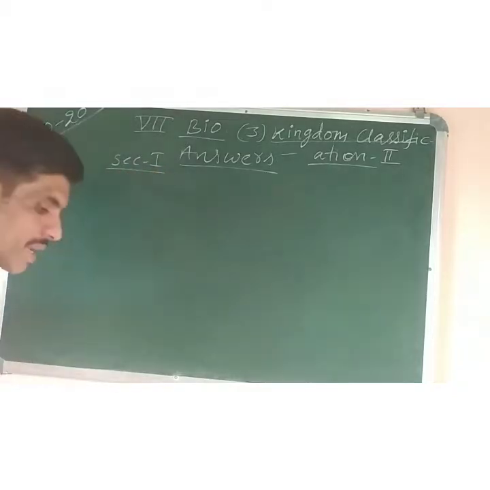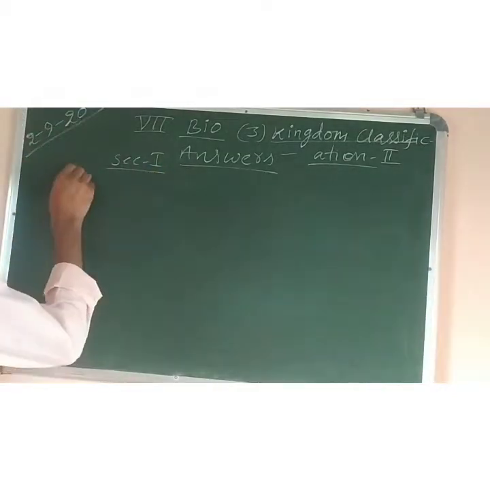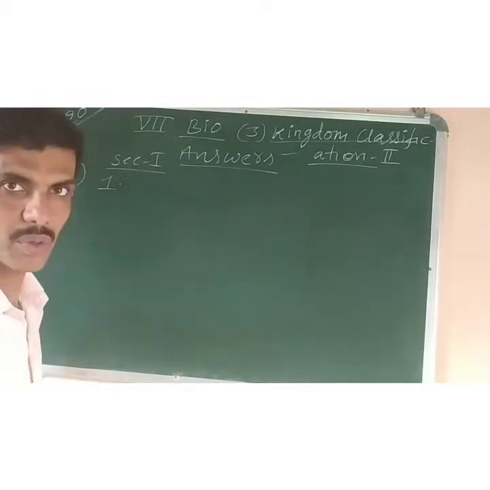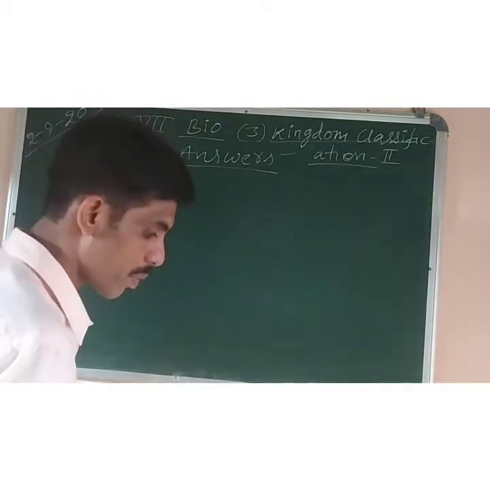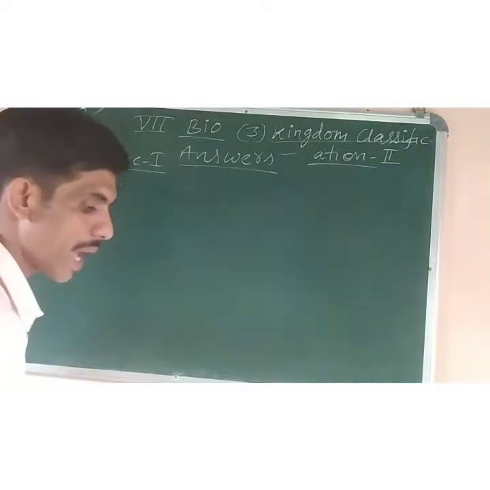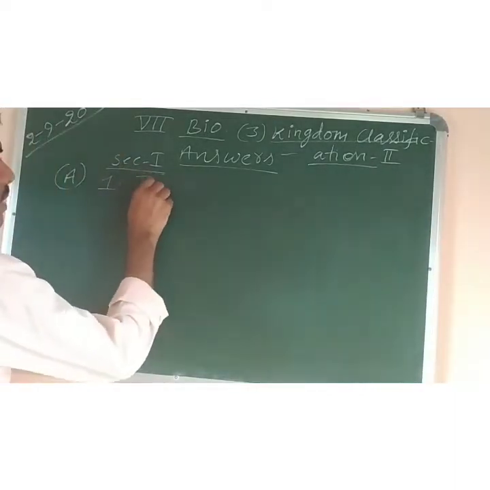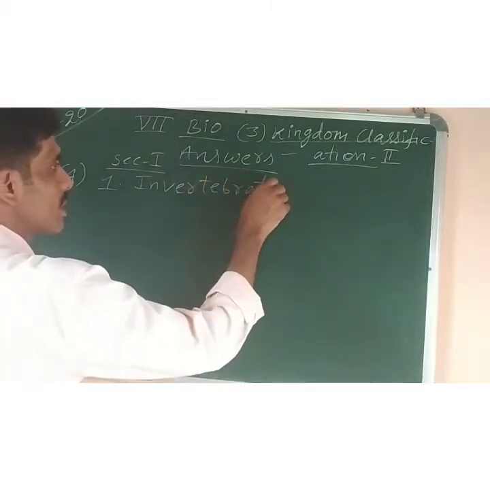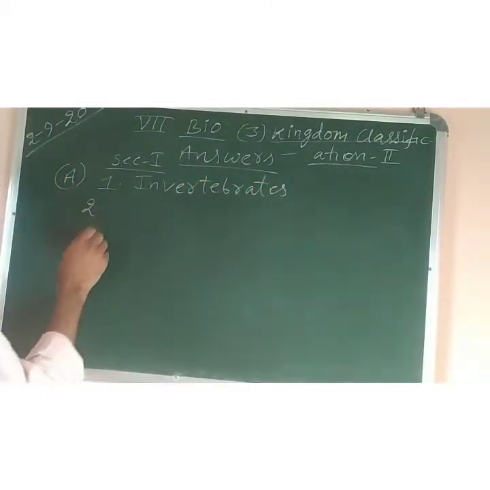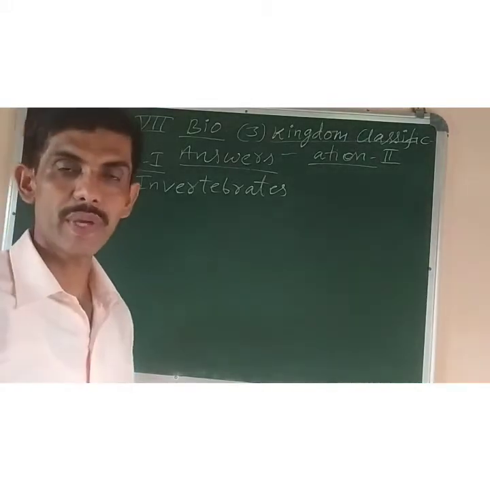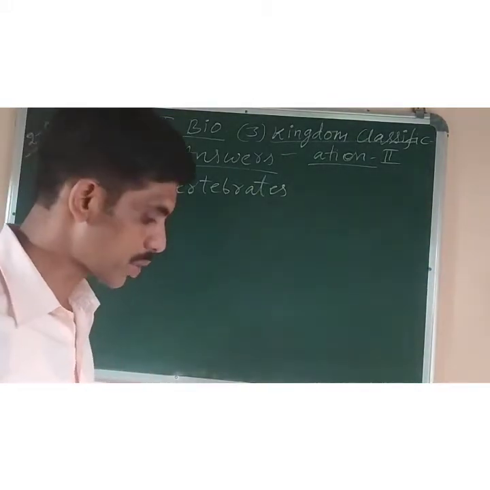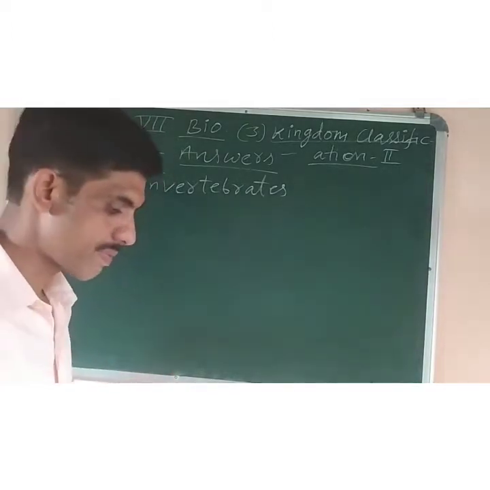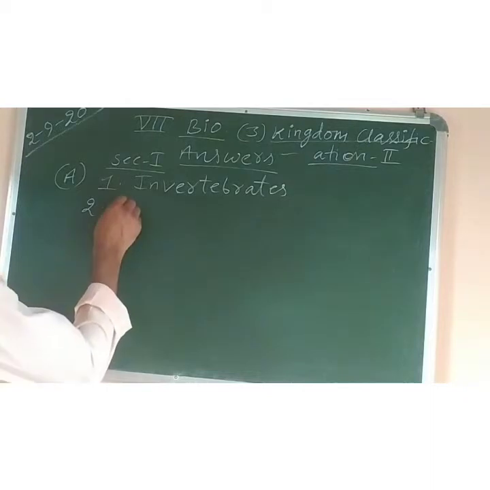In your book, page number 66, question number A. Name the following. First question is, I'll just write the answer. Questions are already there in your book. Number one is, animals that do not have backbone, they are called invertebrates. You can check the spelling from the board while writing in your copy. Write correct spelling.